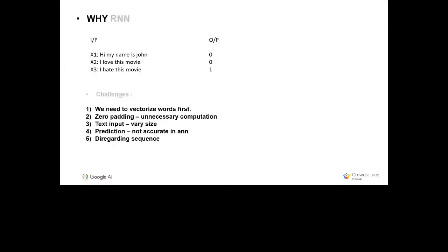Now, let us talk about why RNN. This is a great question that we can ask ourselves: why recurrent neural network? Why not ANN or something else? There is a difference, because every architecture is made for its own specific use. Let me make you understand with an example.